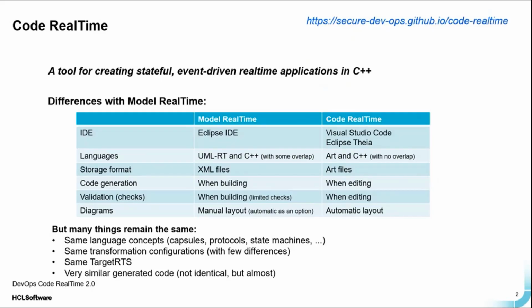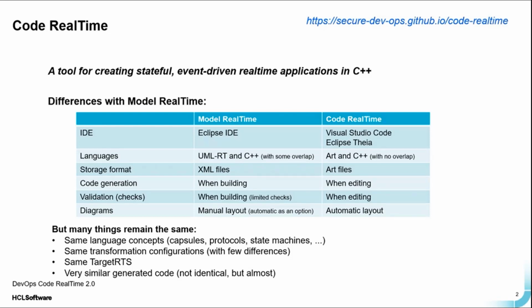And if we are summarizing what Code RealTime is, first of all, it's a tool for creating stateful event-driven real-time applications in C++. And you could easily see that that description is exactly the same as Model RealTime. So what are the differences if we compare with Model RealTime? In this table, I've added some of the key differences worth noticing.